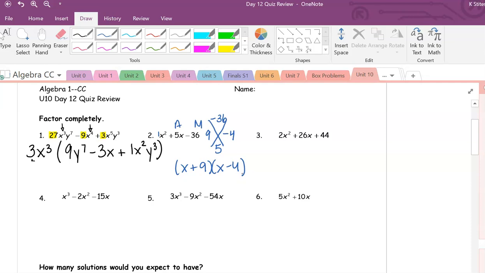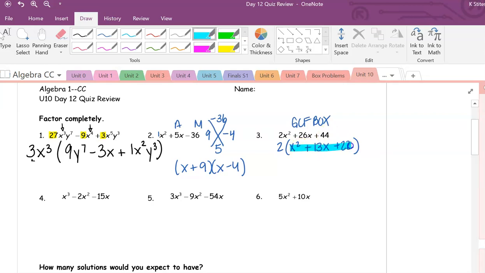Now, number 3 is also a box problem, but it has a 2 in front. So this is actually what we call GCF Box. We are going to have to divide that 2 out first, okay? So 2 has to come out of every term. 2x squared divided by 2, x squared. 26x divided by 2, 13x. 44 divided by 2, 22.